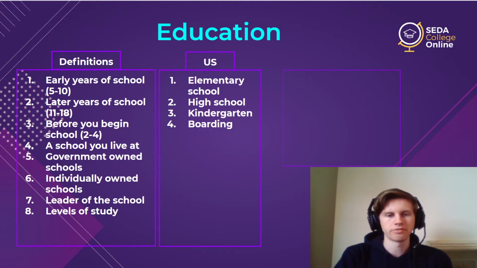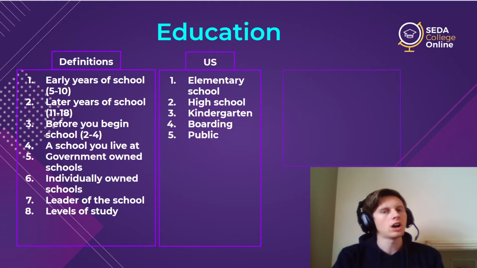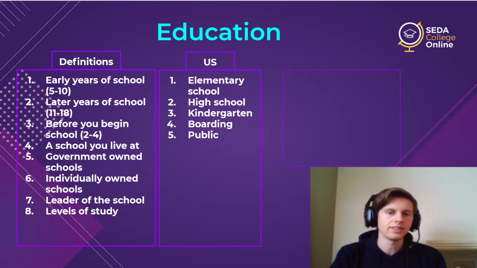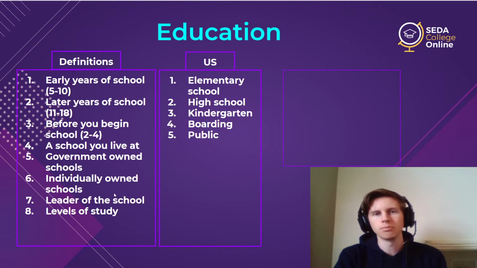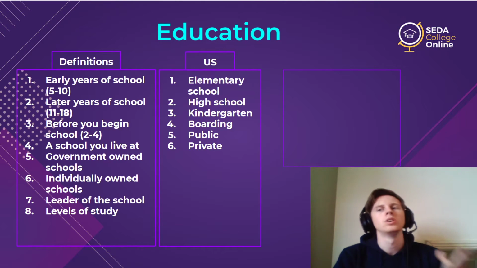Next, a government-owned school. So in the United States, almost all schools are owned by the government. They're paid for by tax, and these are called public schools. But we also have the opposite. So where one individual owns the school, and they do not take money from the government. So this is different, and this is called a private school. So you can have public and private schools if it's government or not owned by the government.